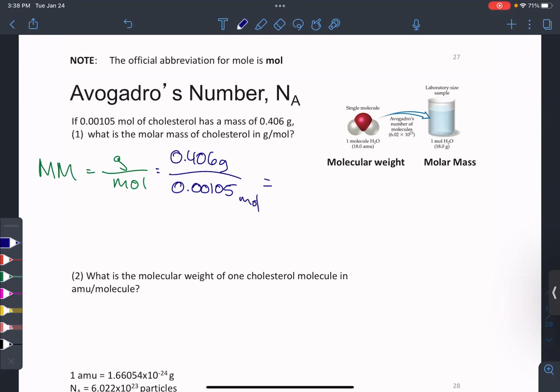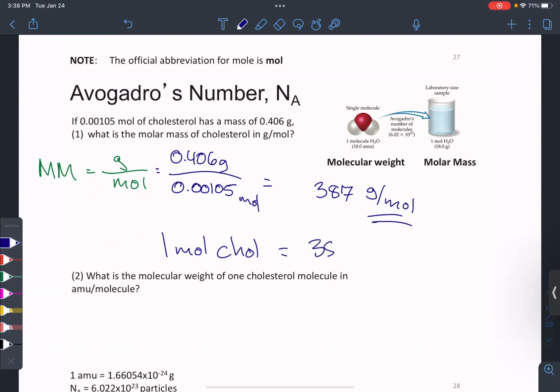Yes. So when you do the division, you get something like 387 grams per mole, meaning that 1 mole worth of cholesterol. See, we have a derived unit here. We can use this in dimensional analysis. What this unit means is that 1 mole of cholesterol will weigh how much? 387 grams. So whether we start in grams of cholesterol or moles of cholesterol, I can use this in dimensional analysis, put that 387 in the correct place to cancel my unit to get wherever I want to go.